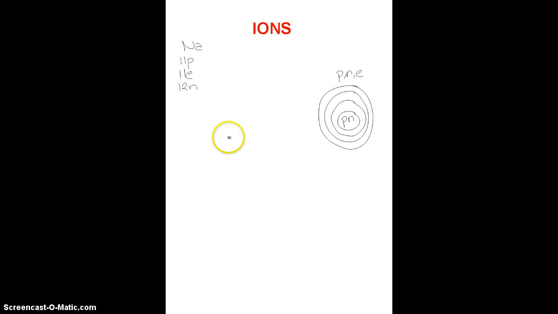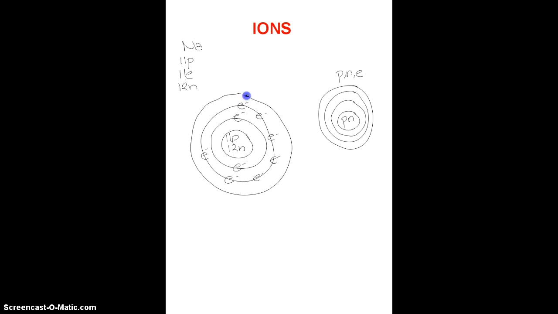And if we were to draw that, we would put 11 protons in the central, 12 neutrons in the nucleus as well, with 2 electrons in the first shell, 8 electrons in the next shell, and then the last electron in the third shell.